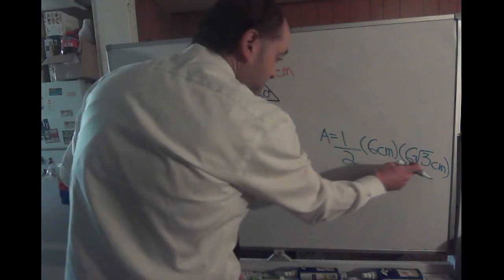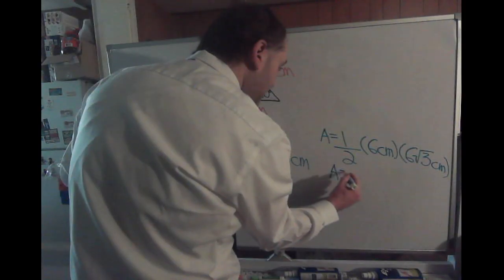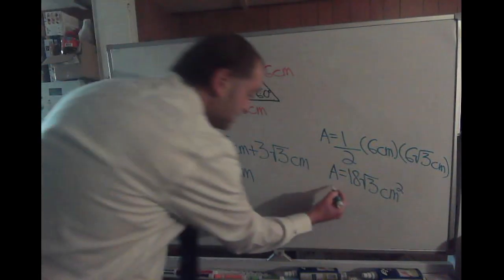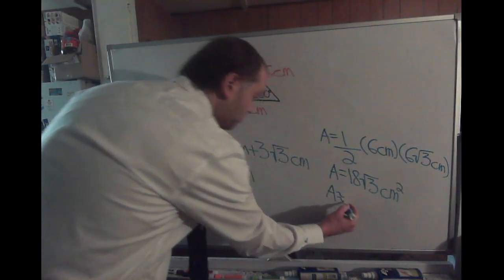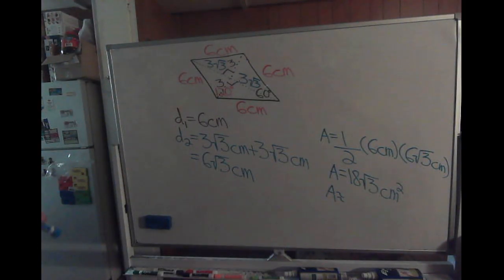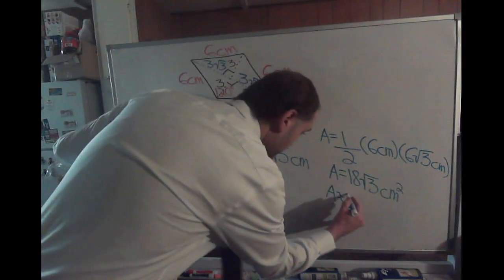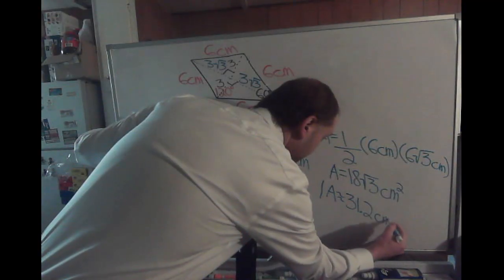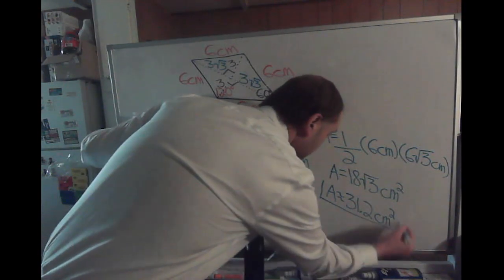Well, what is 1/2 times 6? That's 3. 3 times 6 is 18, so the area is exactly 18 times the square root of 3 square centimeters. Since you're dealing with area, now we want to find a decimal approximation for that to 1 decimal place. Let's take 18 times the square root of 3. That would give you about 31.2. So the area of this rhombus, therefore, is approximately 31.2 square centimeters.